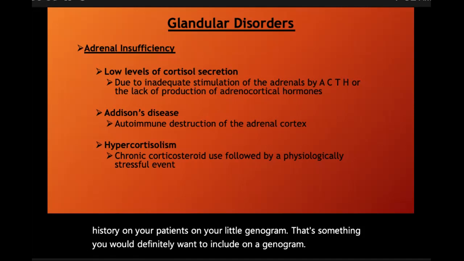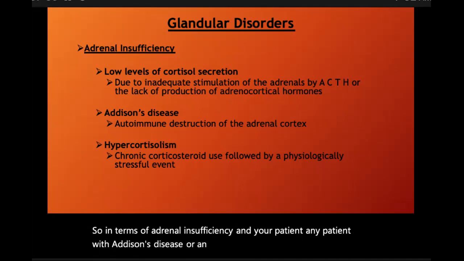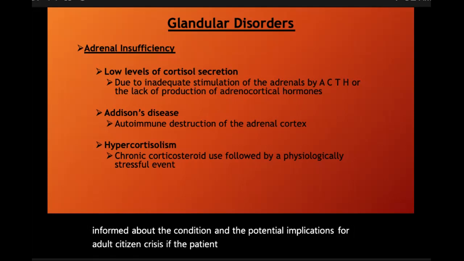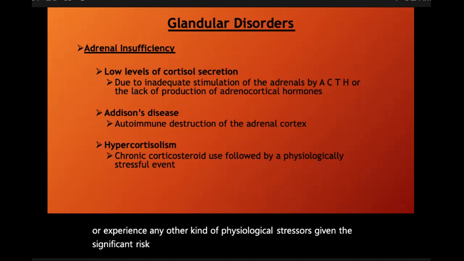So in terms of adrenal insufficiency and educating your patient, any patient with Addison's disease or adrenal insufficiency needs to be well informed about the condition and the potential implications for an Addisonian crisis if the patient should develop a serious infection or experience any other kind of physiological stressors. Given the significant risk from systemic illness, patients should be instructed to see their healthcare provider during the time of illness. So if they're having an active exacerbation, they need to see their provider.